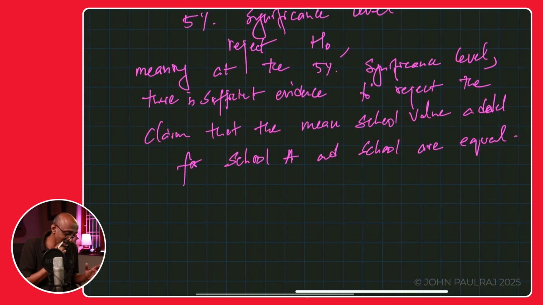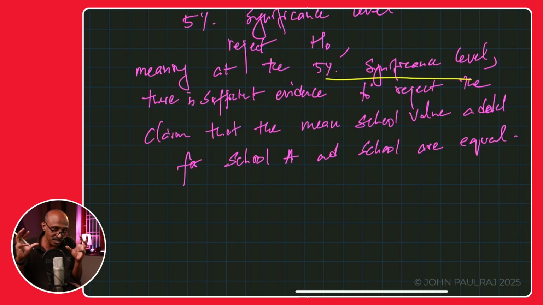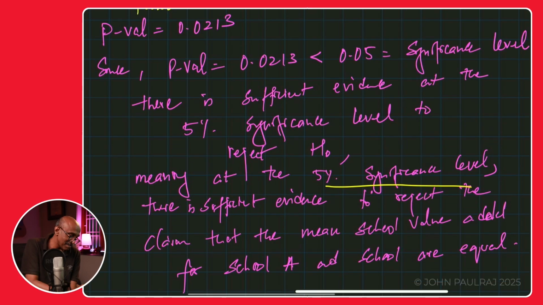So I am not going to say that we are going to accept it. It is incorrect to say that, meaning accepting the alternate. Indirectly, that's what we're saying, but strictly speaking, at the 5% significance level, if you change the significance level, you could have had a different result. 0.02, 0.05, you could have had something else based on a larger sample. So based on the sample, we have sufficient evidence to reject that claim that they are equal.